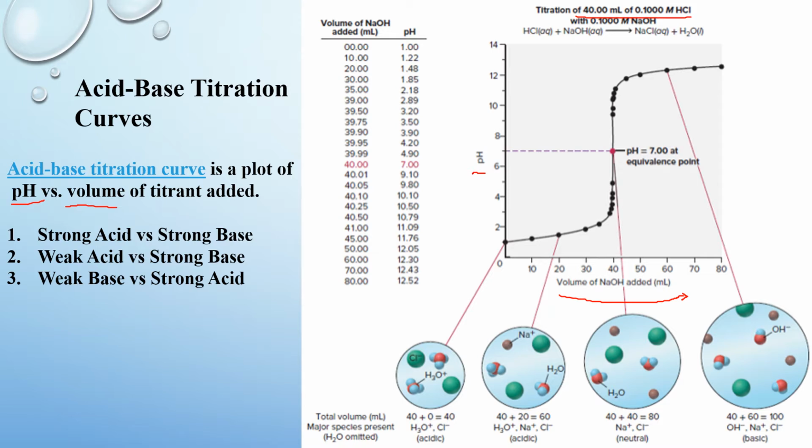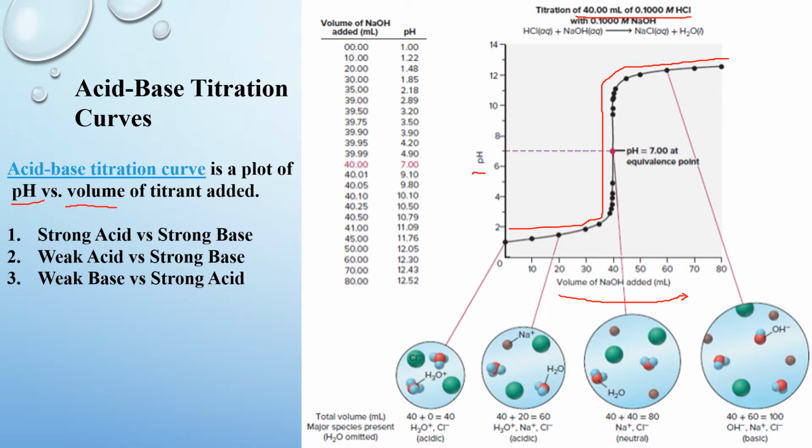But notice the way that the pH increases. It doesn't increase linearly, or follow a certain pattern. It actually increases slowly at the beginning, then increases rapidly, and then increases slowly again. And this is a feature of the titration curve between a strong acid and a strong base.